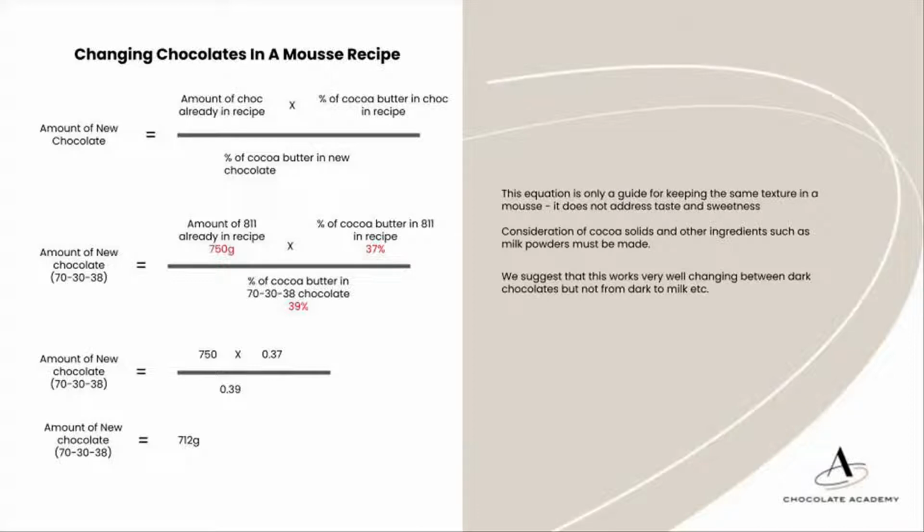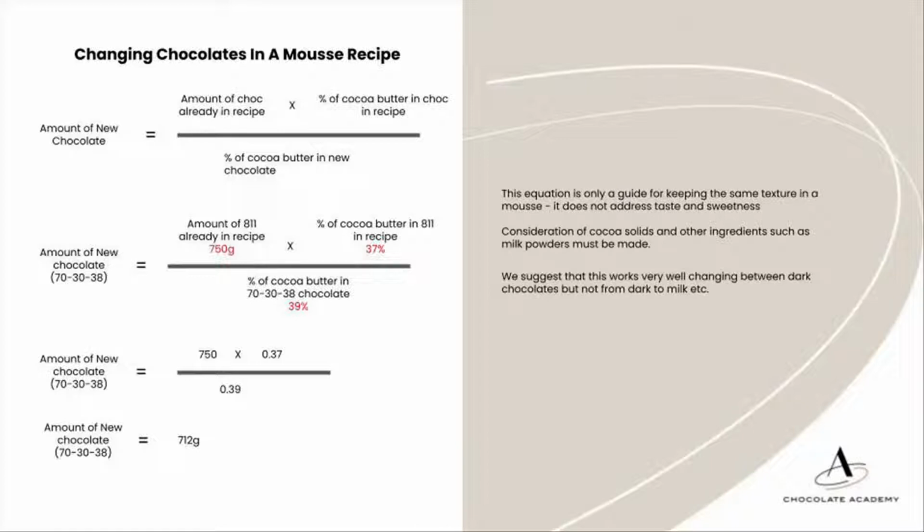So then we do the maths. So we times 750 by 0.37, which was our original cocoa butter, and then divide it by 0.39. And so the new amount of chocolate that I will need is 712. So you can see, we know that that 70% has got more cocoa butter in it and it's a harder chocolate. So I'm going to use less of the 70% chocolate in the mousse to get exactly the same texture.